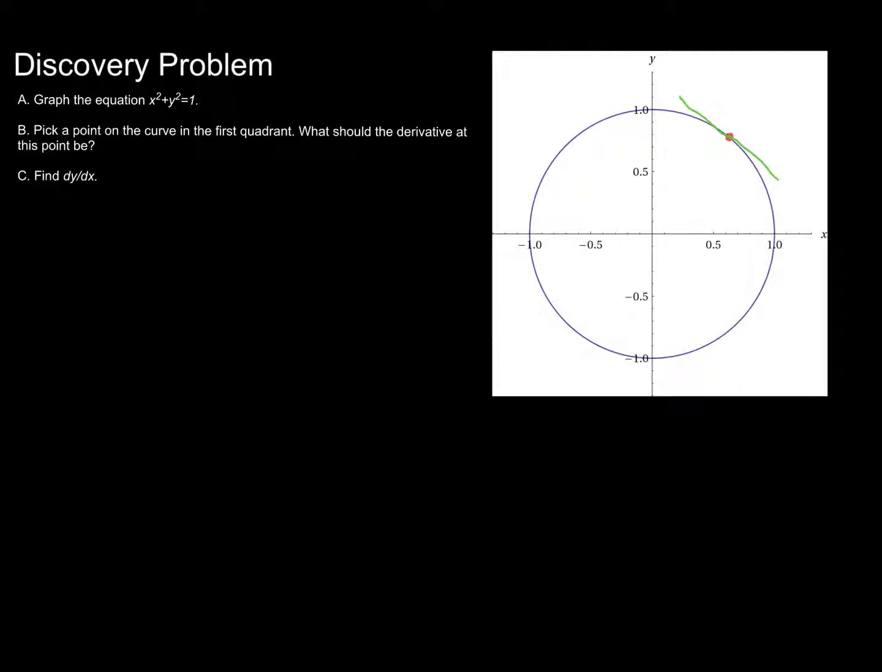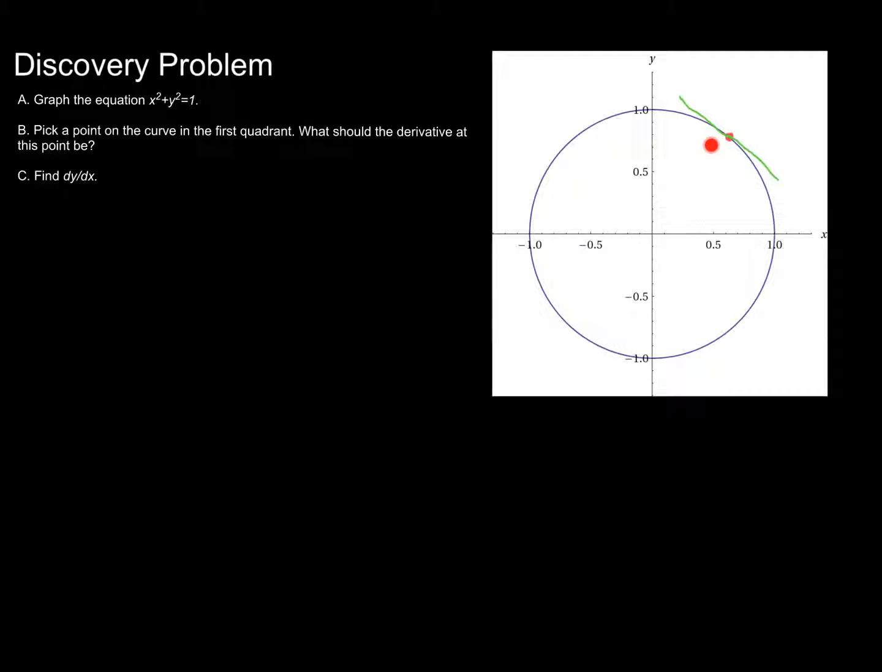In other words, I should be able to find the derivative of y with respect to x. This line here has a slope, certainly does. And I should be able to write the equation of this tangent line. Now, before we do that, as we've done in the past, I want us to consider what we'd expect when we find the derivative of y with respect to x.